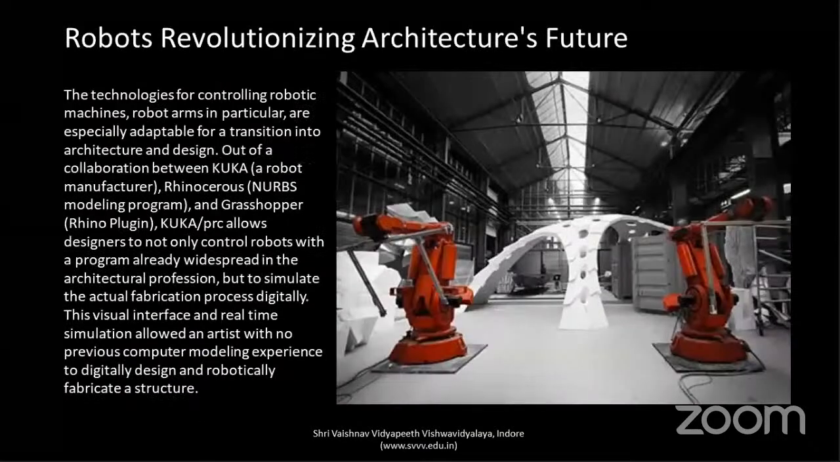So, robots revolutionizing the future of architecture. The technologies for controlling robot machines, robotic arms in particular, are especially adaptable for a transition into architecture and design. The collaboration between KUKA and Rhinoceros and Grasshopper allows designers not only to control robots with a program already widespread in the architectural profession, but also to simulate the actual fabrication process digitally.